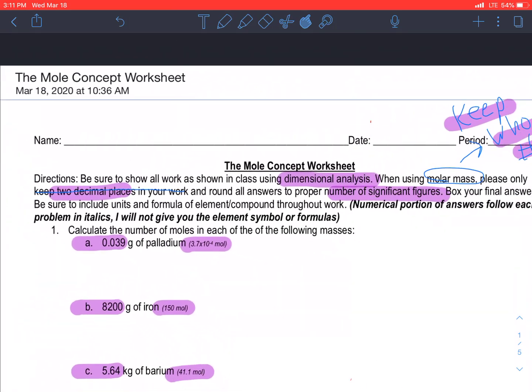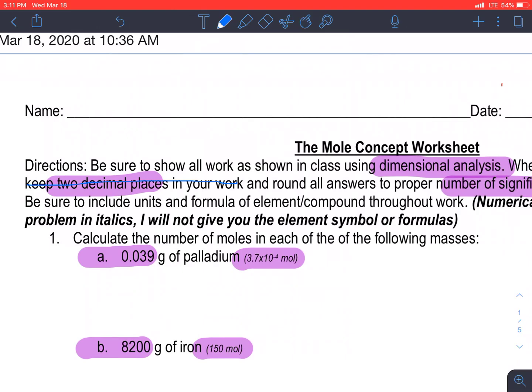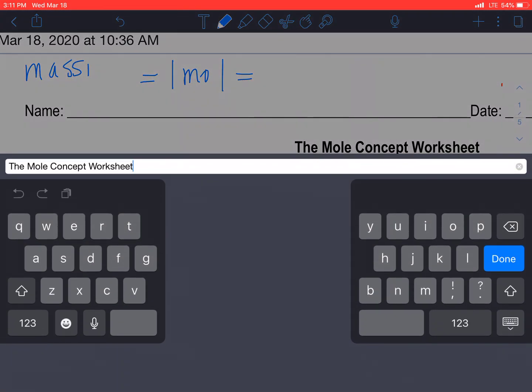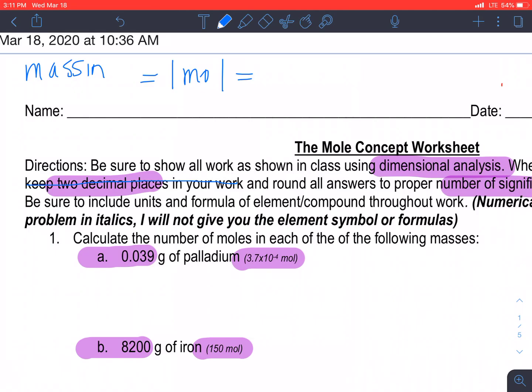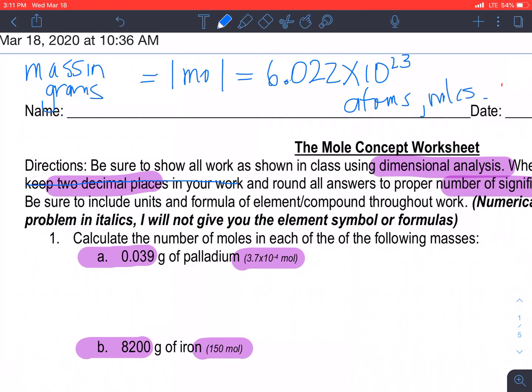We're using molar mass, okay? And with that, we want to use the relationship that 1 mole of any substance is equal to 2 separate things. It's equal to either the mass in grams from the periodic table or Avogadro's number of particles. Particles can be atoms or molecules depending on what you are dealing with. So these first couple are going to be of single elements. We would be using atoms.